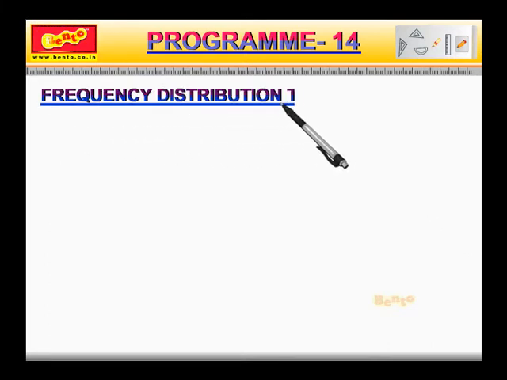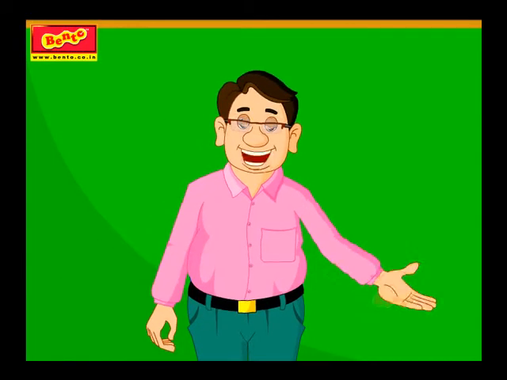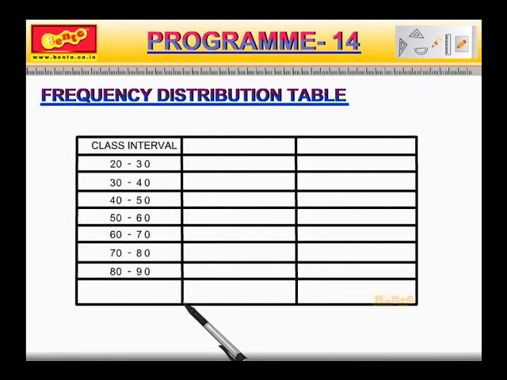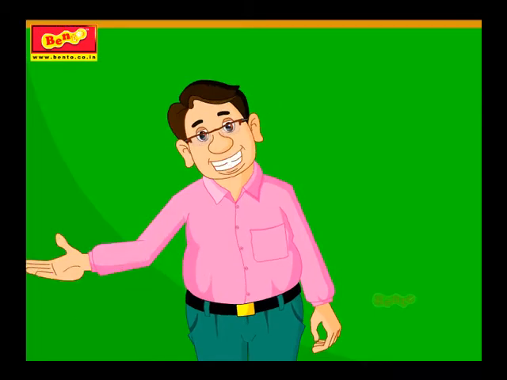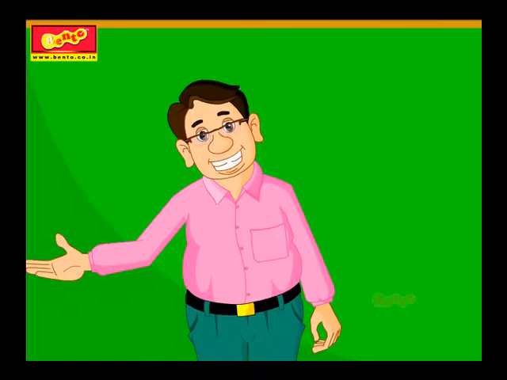Frequency distribution table. Now students, please observe this very carefully as it is very important. Now draw 3 columns. First column, you mark it as class interval. In the second column, mark it as tally marks. The third column is meant for frequency. Alright, so now observe the following table and you will get an idea.